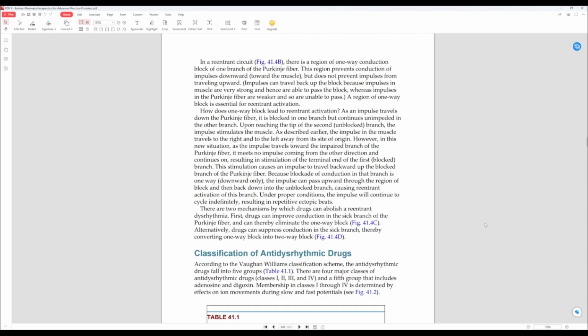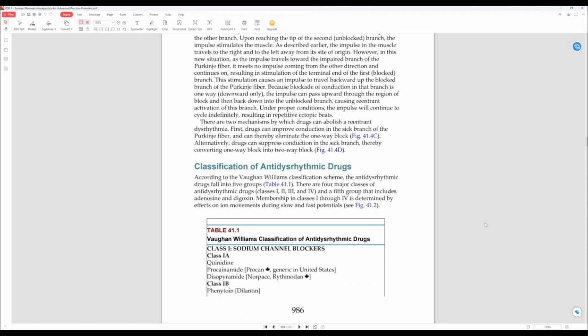The impulse can pass upward through the region of the block and then back down into the unblocked branch, causing a re-entrant activation of the branch. Under proper conditions, the impulse will continue to cycle indefinitely, resulting in the repetitive ectopic beats.